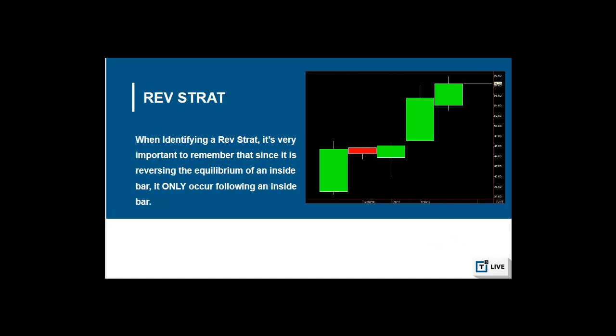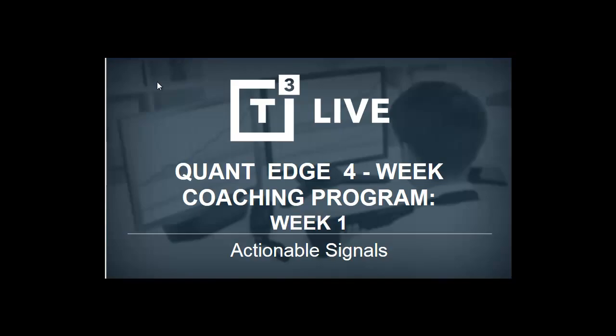So as we conclude this first video, most importantly, to take out of this first video, an inside bar must close, or it's still forming an inside bar. It's very, very important. A rev strat must follow an inside bar because it is not a classical technical reversal pattern where you will hear a technical analyst say it's a reversal. It is a reversal of the equilibrium. So those two concepts, very important to take out of this first video. And I will see you in the next video as we continue with actionable signals.